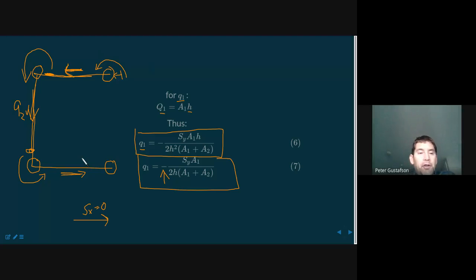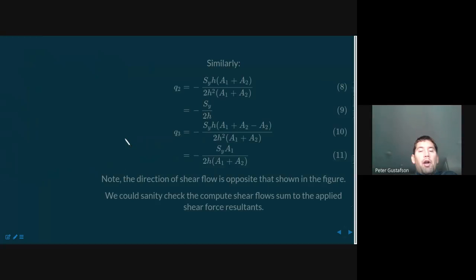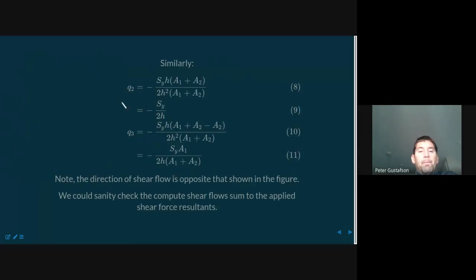A natural second sanity check would be that the sum of the forces in the Y direction would be equal to the applied load. So of course we assumed an applied load of SY. And if we look at what we calculate for Q2, we're saying the shear flow is equal to minus SY over 2H.